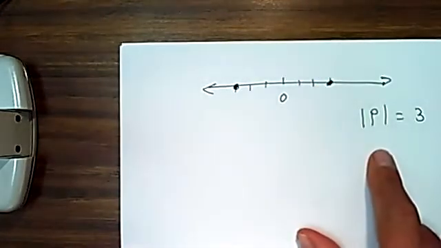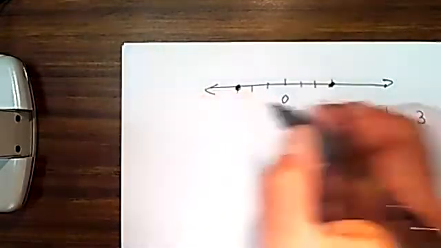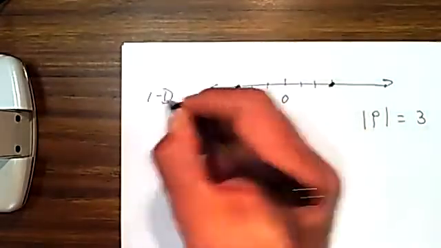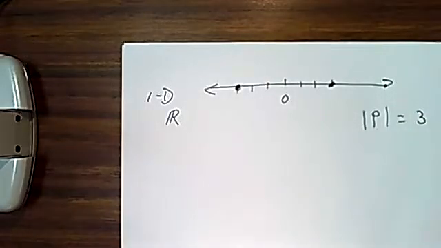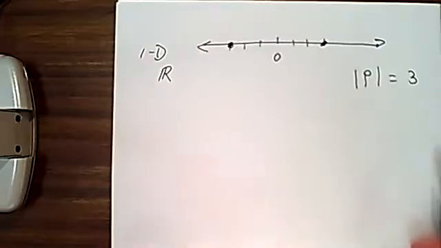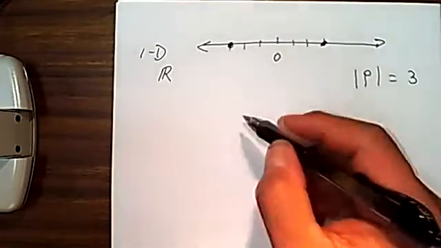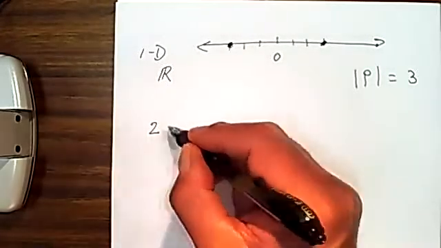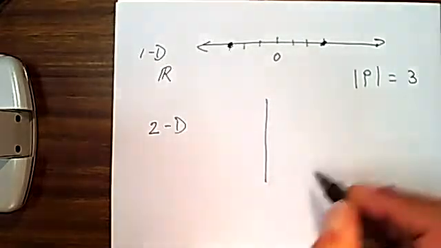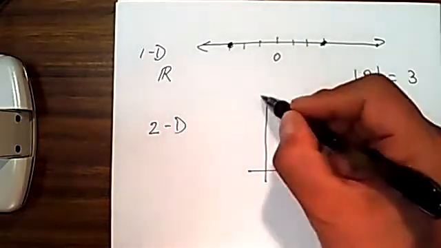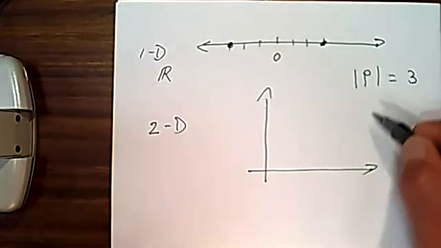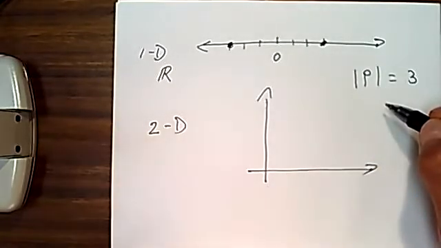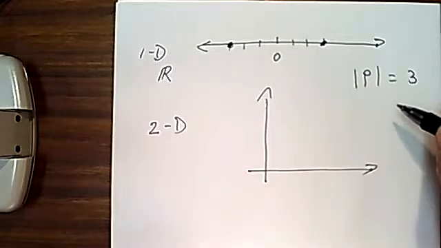So this equation on the 1-dimensional space, or R, this equation has 2 points in the solution. If you have the same equation in 2 dimensions, 2D, all right, again, same equation in 2D, we'll have a different set of solutions.